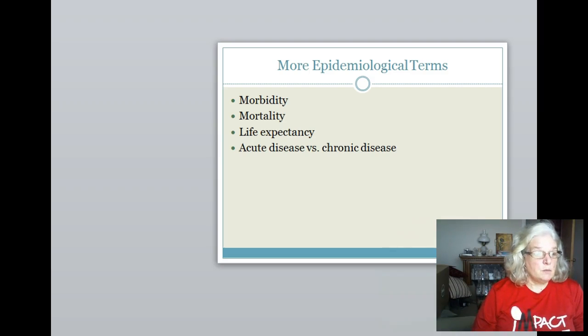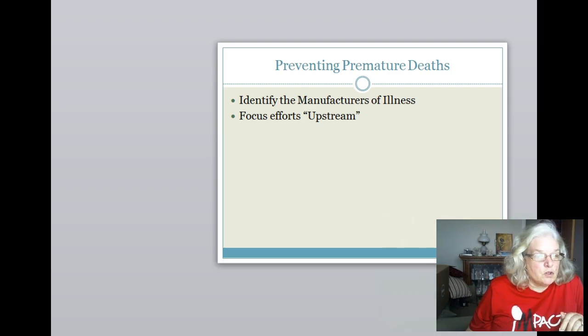Now, why are these important? Because we start comparing these to the social institutions that come into place that greatly affects it. And so we look at social class, especially poverty, and we look at gender and race related to these terms. So it's important to understand exactly what comes into place. So premature deaths. Those are identified the manufacturers of illness, and they focus on upstream. Interesting as we start to examine that and what we're meaning in the process.